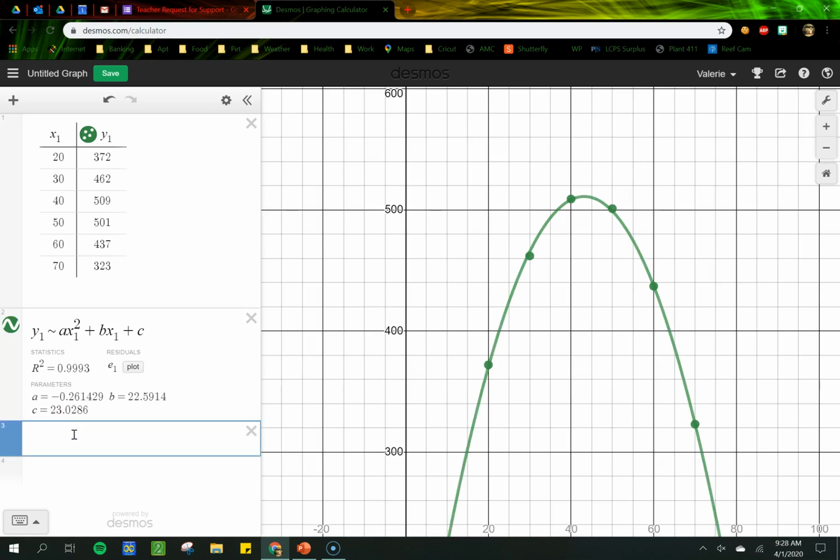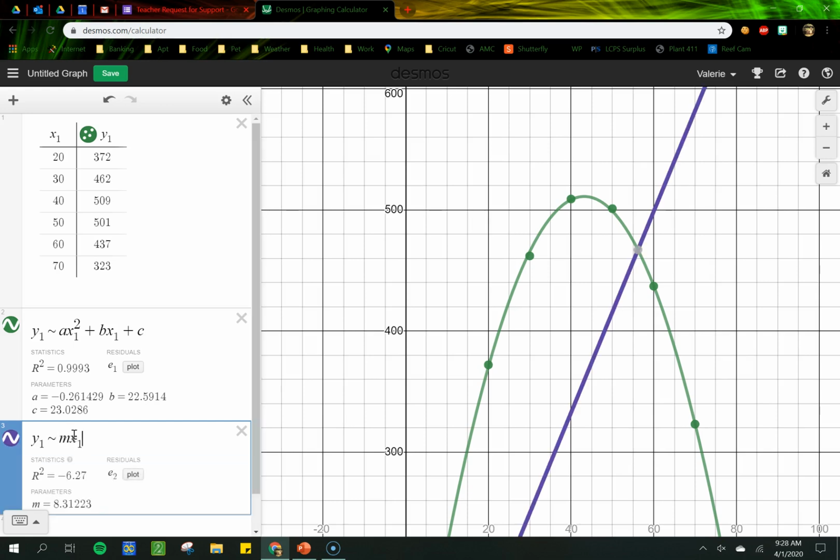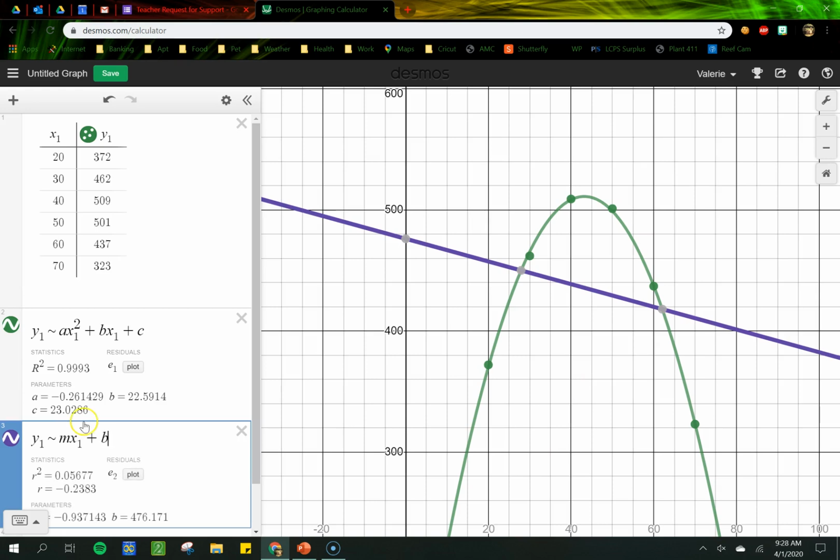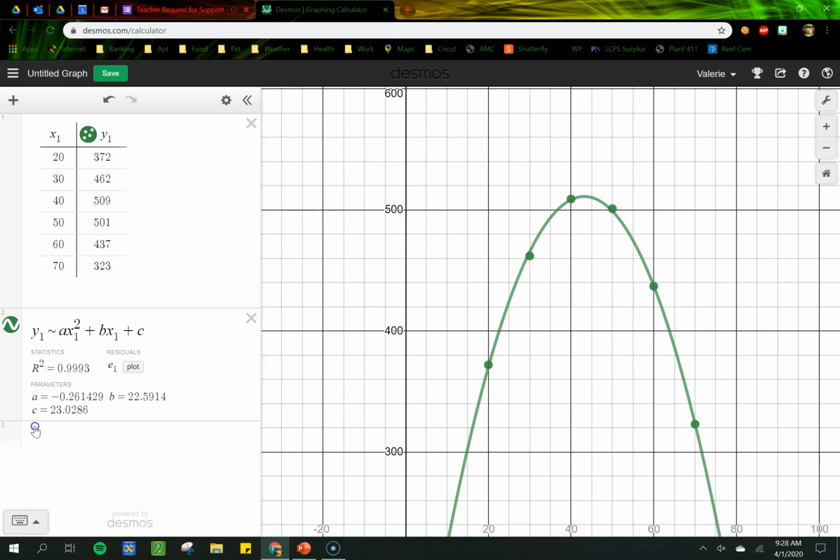Watch what happens if I put in, let's say, oops, I forgot my subscript. Let's say I thought this one was linear. So I'm going to put mx with the subscript of 1 plus b. You'll notice here that it drew a line, this purple one, that doesn't go through very many points because it has to be a straight line. The r squared value is also closer to 0 than it is to 1, and that's because it's not a good fit. So I'm not going to use a linear model for this one.